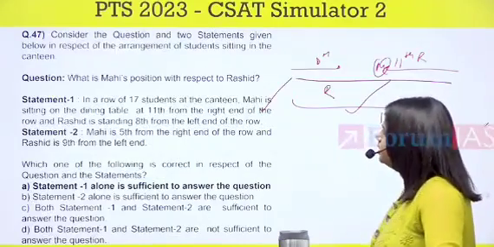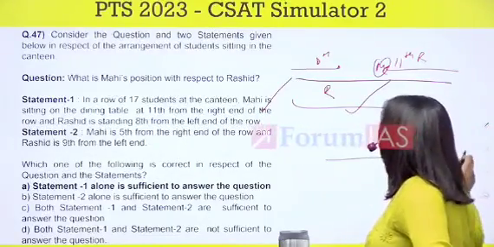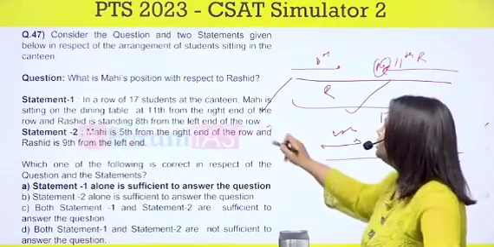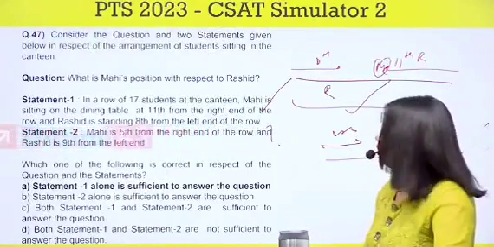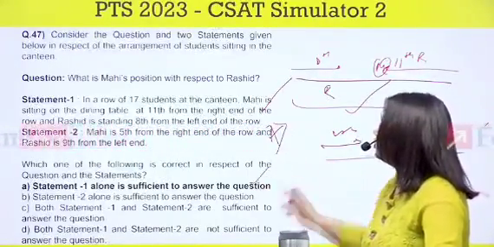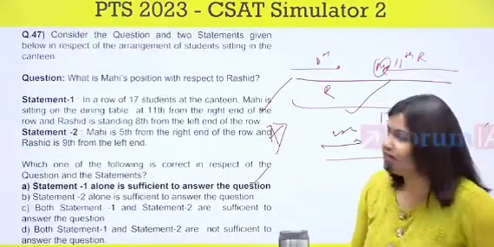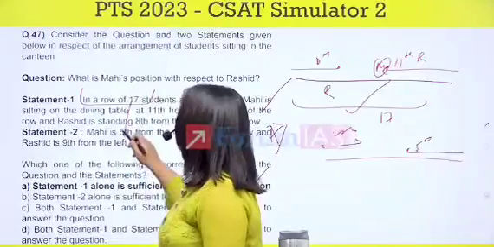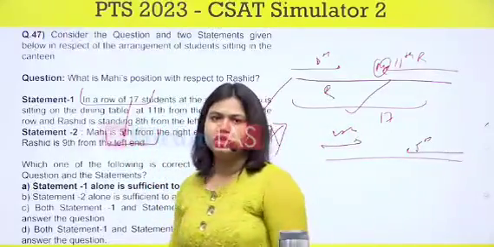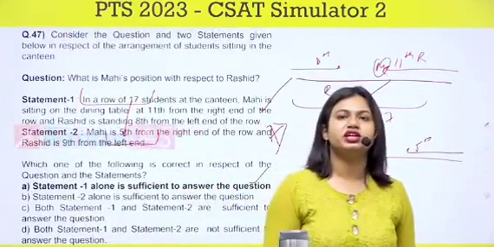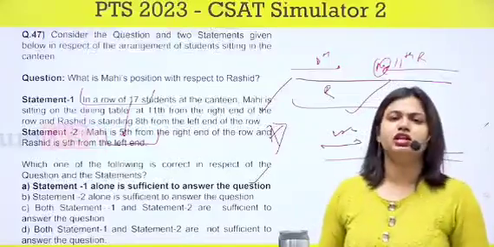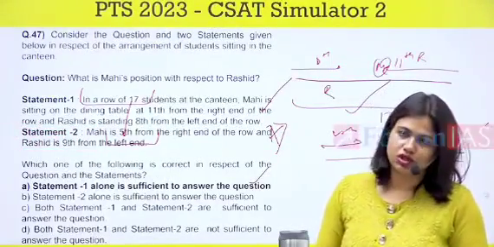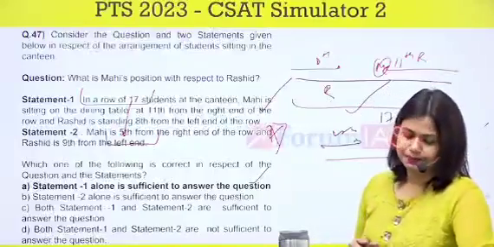Yes. For statement 2, Mahi is 5th from the right end and Rashid is 9th from the left end, but I don't know how many people are in this row. So statement 2 is not enough, 1 is enough. Here I don't have to calculate, I just have to remember that this is not carrying forward in statement 2. Statement 1 is telling me that there are 17 people, but statement 2 is not telling me how many people there are, right? So this is there to confuse you, you have to pay attention. 47, the correct answer is A.